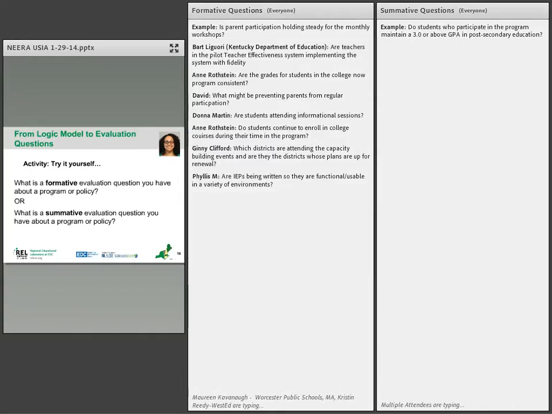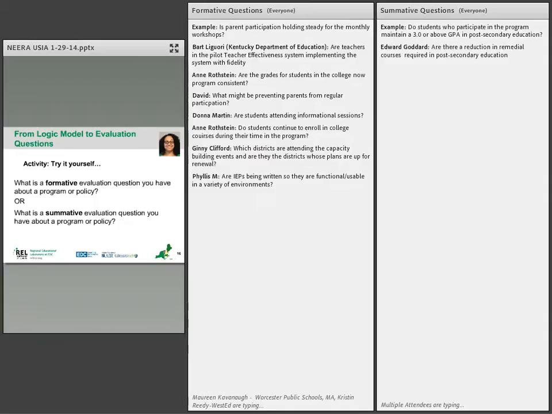Phyllis has a formative question here. Are IEPs being written so they are functional and usable in a variety of environments? That's a good one in thinking about IEPs. It's a great formative type of evaluation question.